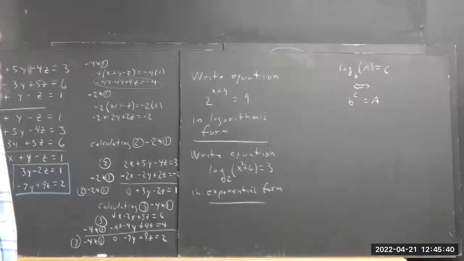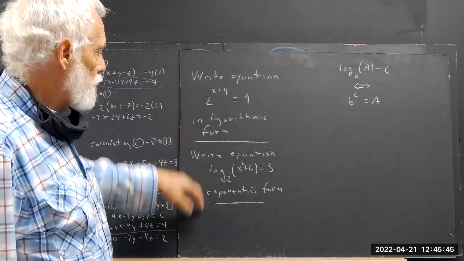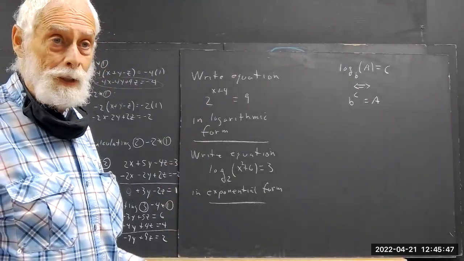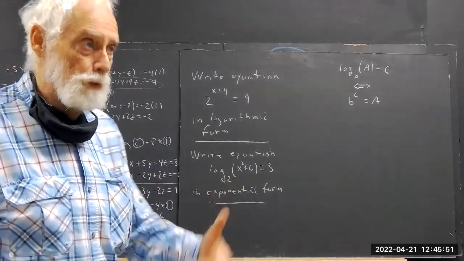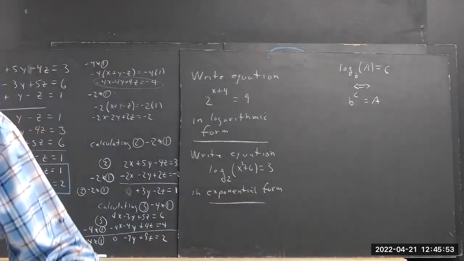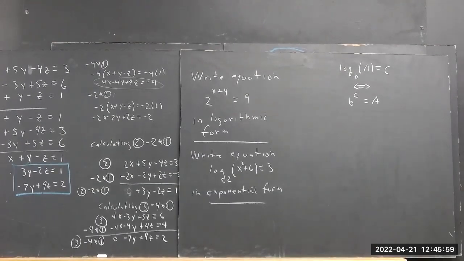Okay, so our quiz was: write this equation in logarithmic form, write this equation in exponential form. Then if you got it, I said go ahead and solve it. One of them's easy to solve. They're both easy to solve, but one of them's a little more obvious than the other because the symbols look easier.